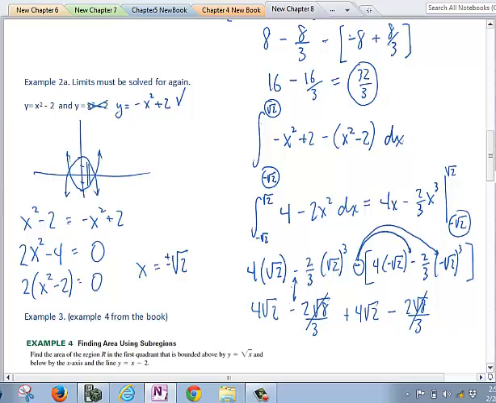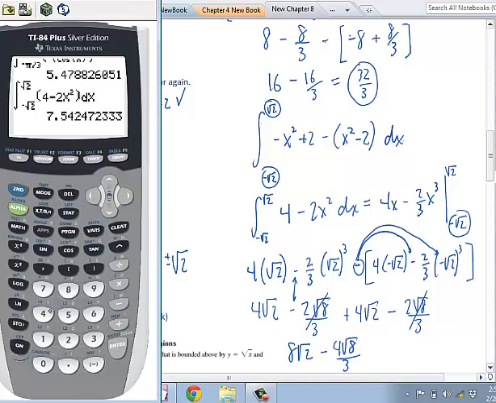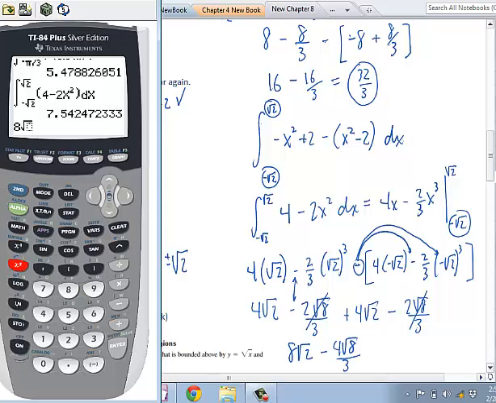So I really have 8 root 2 minus 4 root 8 over 3. And that quantity is going to be equivalent to, let's just double check what that value is, 8 root 2. On the AP test, you could just leave it as 8 root 2 minus 4 root 8 over 3. But 8 root 2 minus 4 root 8, divided by 3.